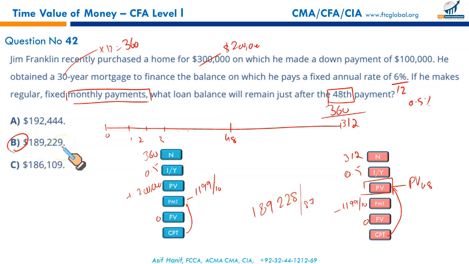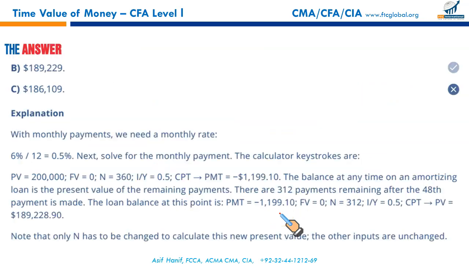So this question required a two-step computation. First, we need to calculate the periodic payment: total periods, interest rate, the principal we received now, FV 0, and we calculated the periodic payments. We have made these payments for 48 periods. What is the remaining period? 312. Interest rate 0.5. The payment 1199.10. If future value is 0, if you calculate CPT PV, this will give you the present value of the loan principal at the end of the 48th period. This is something that you still have to pay in the next 312 periodic payments. So that gives you B as the correct option.